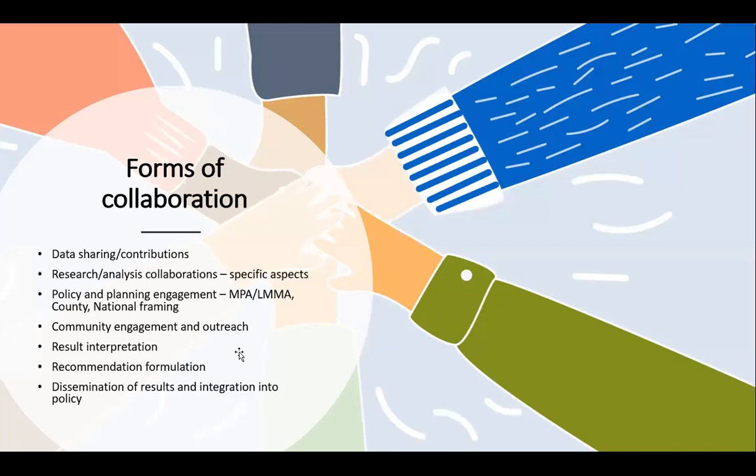Some of the collaboration can be through data sharing and data contributions, which was how we worked on the Red List of Ecosystems assessment. It can also be through analytical contributions and research contributions, policy and planning engagements, community level engagement and outreach, interpretation of some of the results and formulating recommendations based on those, and certainly dissemination of results and integration into policy. So there are numerous ways that participants who have joined this event, as well as others, can be part of this process.